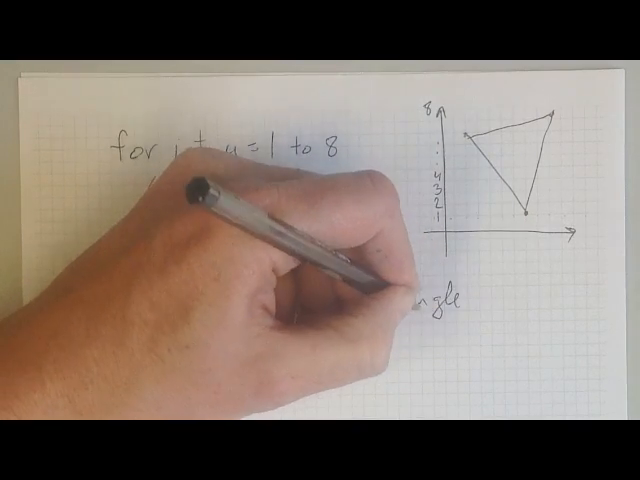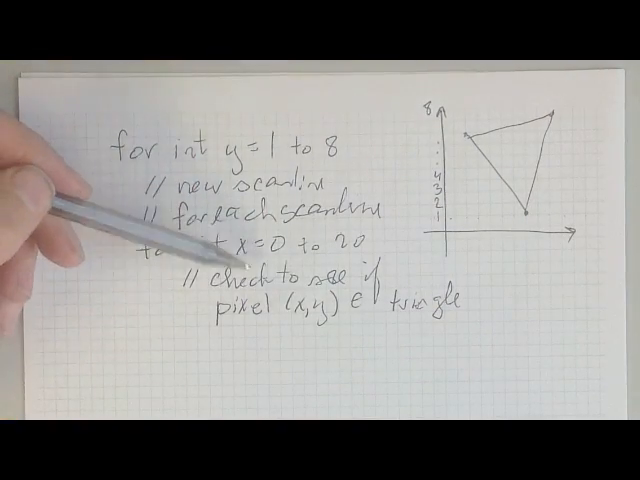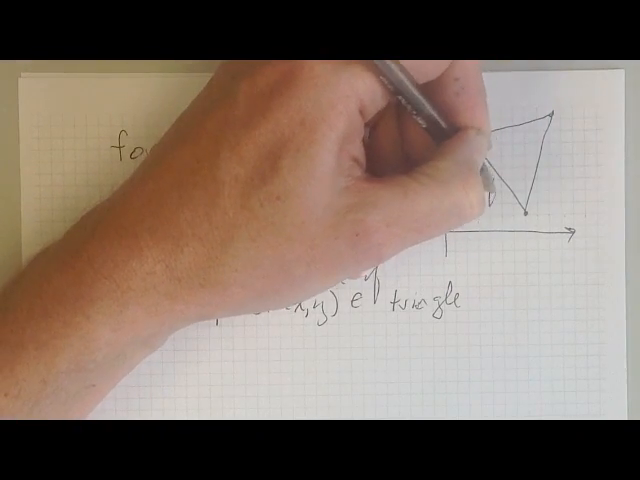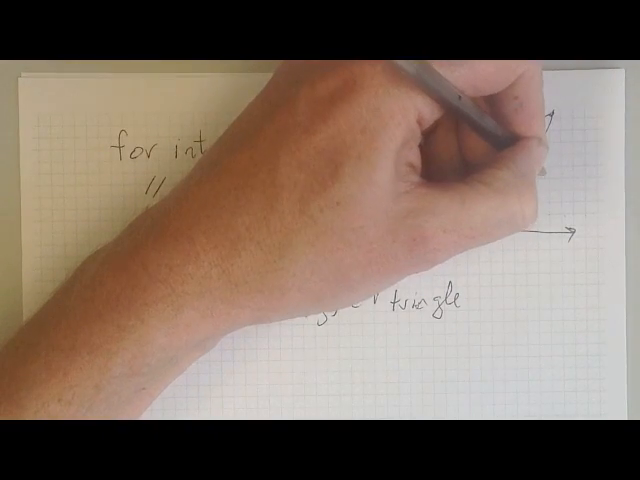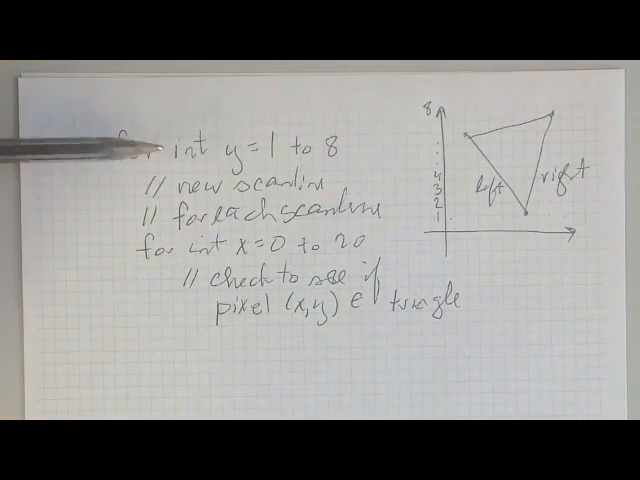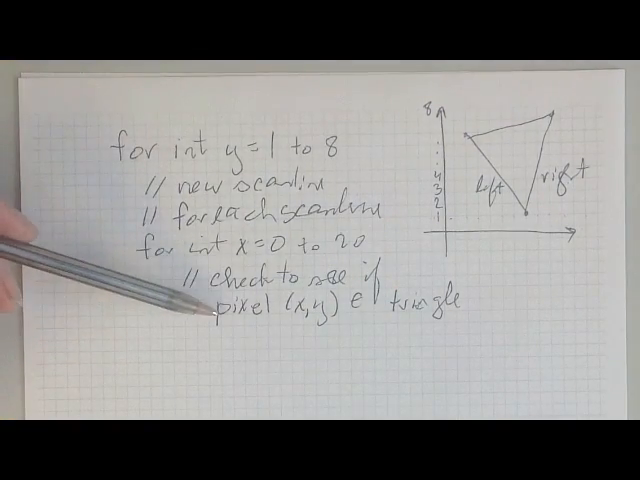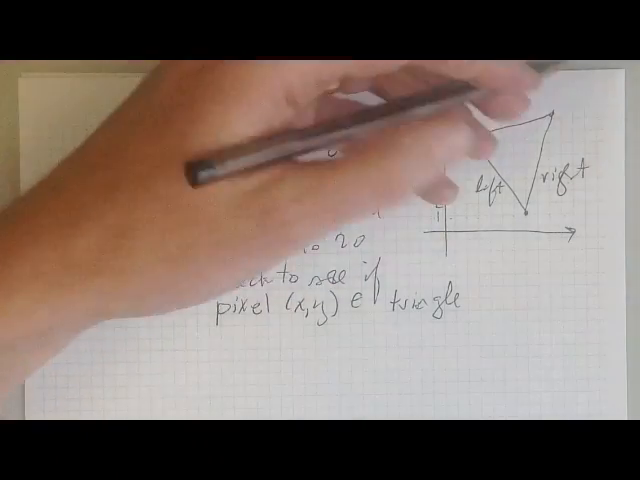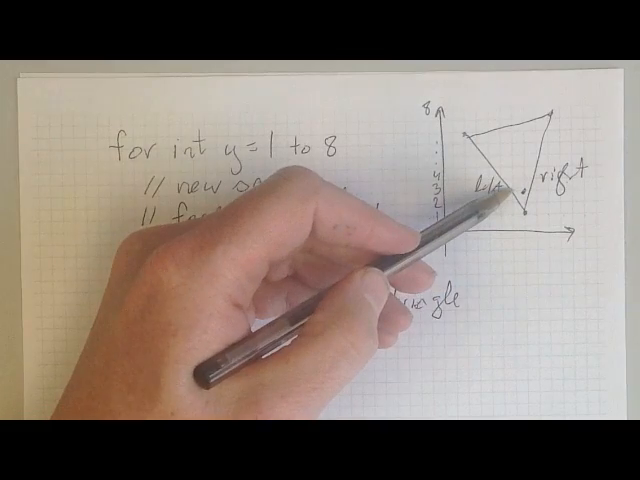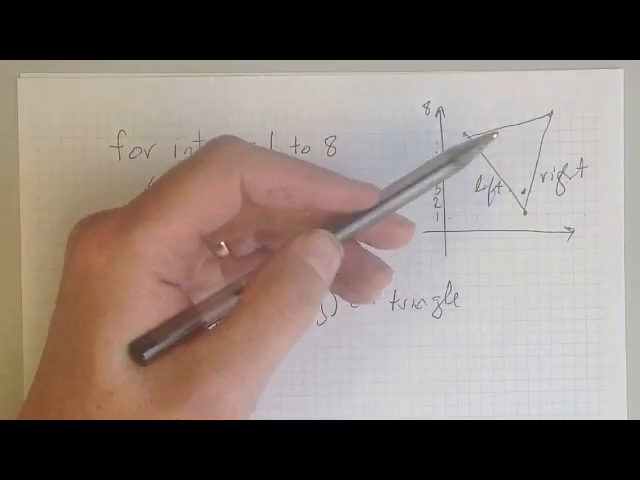if the pixel x comma y is an element of the triangle. And the way that I'm going to check to see if the pixel x and y is in the triangle is I'm going to check to see if the value of x is between the left edge and the right edge of the triangle.